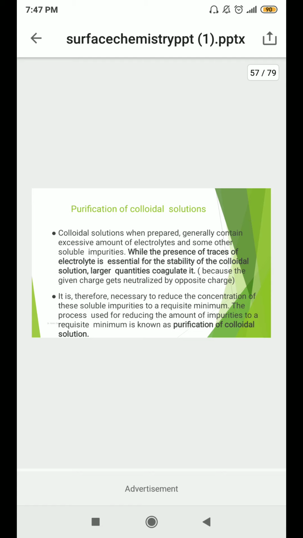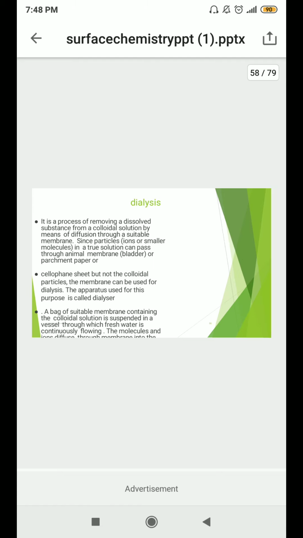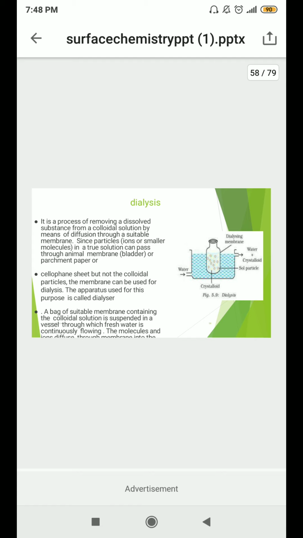The process used for reducing the amount of impurities to a requisite minimum is known as purification of colloidal solution. Now what is dialysis? Again, a very important part. What happens in dialysis, and how does it happen? Here you can see in the picture there is a crystalloid and a dialysis membrane, and a water solution with inlet and outlet.